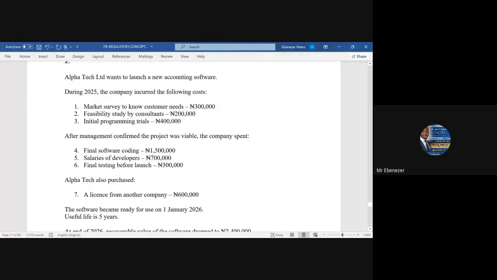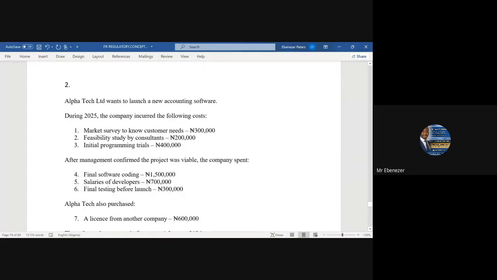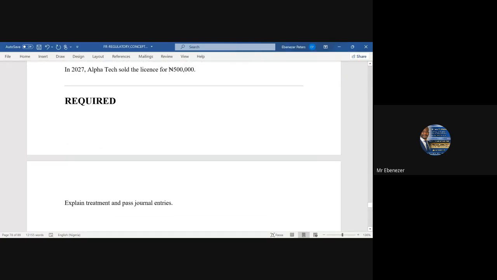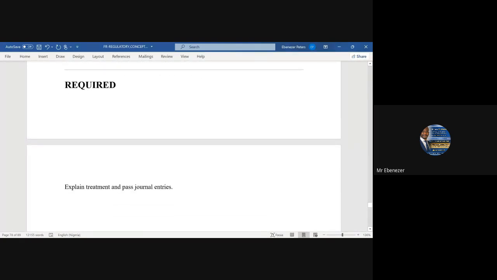So let's go to illustration 2. Required: explain the treatment and pass the journal entries.